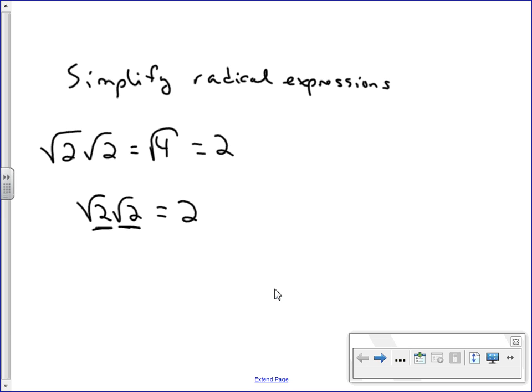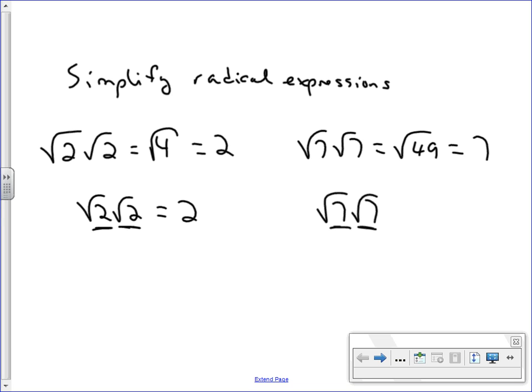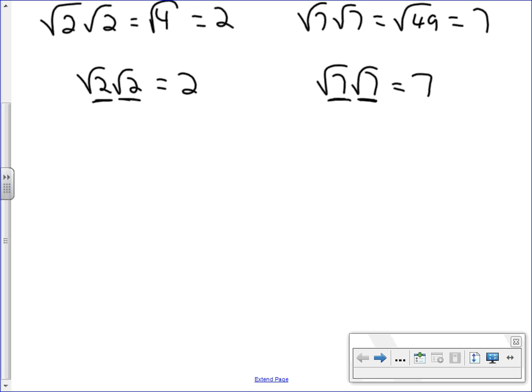So let's look at another example of those. The square root of 7 times the square root of 7 is the same thing as the square root of 49. The square root of 49 is 7. So we can get there, again, a little bit faster. If we recognize that these two square roots are the same, the square root of 7 times the square root of the same thing, then you're just going to get plain old 7. And that works for any positive number, as long as the number under the radical is positive.